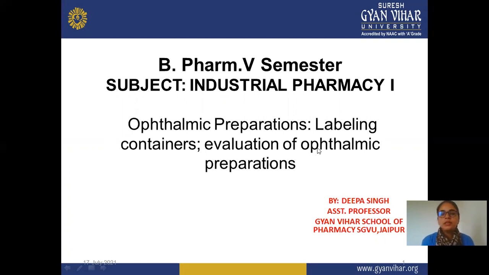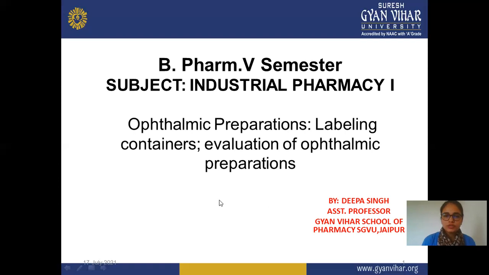In the previous lecture you already covered the introduction, the preparation method, which excipients you use, and which requirements are necessary for manufacturing these ophthalmic preparations. So today we continue the previous lecture, and we cover labeling, container, and evaluation of ophthalmic preparations. It is a topic of industrial pharmacy, a fifth semester subject.